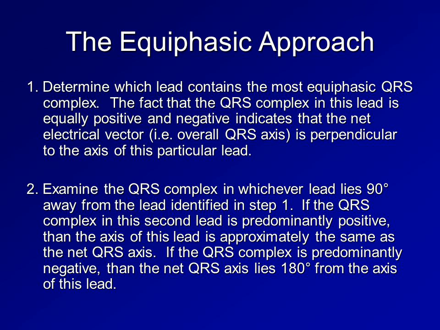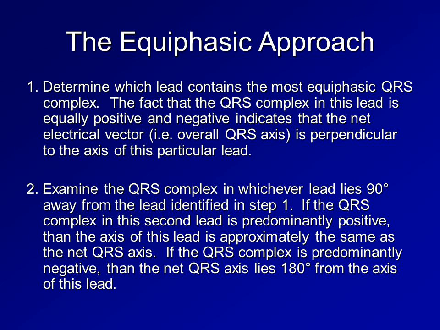The equiphasic approach. 1. Determine which lead contains the most equiphasic QRS complex. The fact that the QRS complex in this lead is equally positive and negative indicates that the net electrical vector, i.e. overall QRS axis, is perpendicular to the axis of this particular lead.